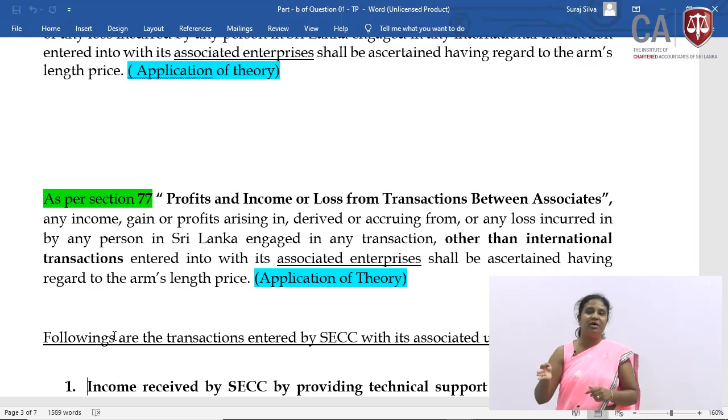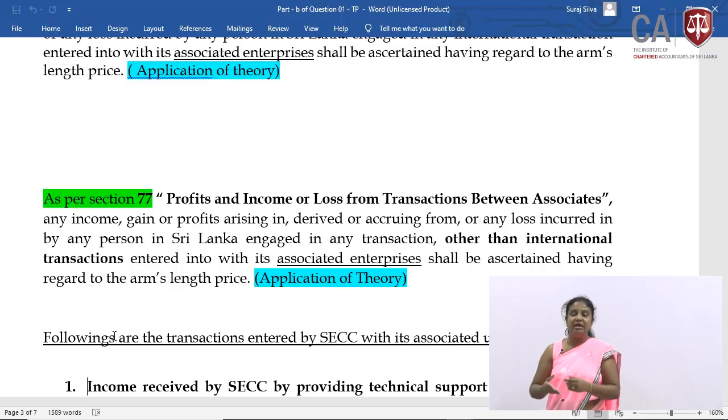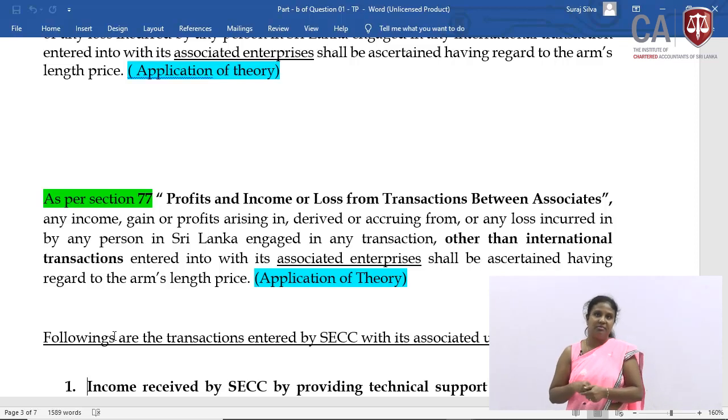Again, the critical point in transfer pricing questions is that you should identify whether this is associated or not. It shall be ascertained having regard to the arm's length price. Under what price should it be ascertained? Arm's length price, or in your words, it should be as a transaction which we have done with an independent third party under the open market value. These are the two main provisions, sections 76 and 77, which are the foundation for your transfer pricing question answer. Then we will see.